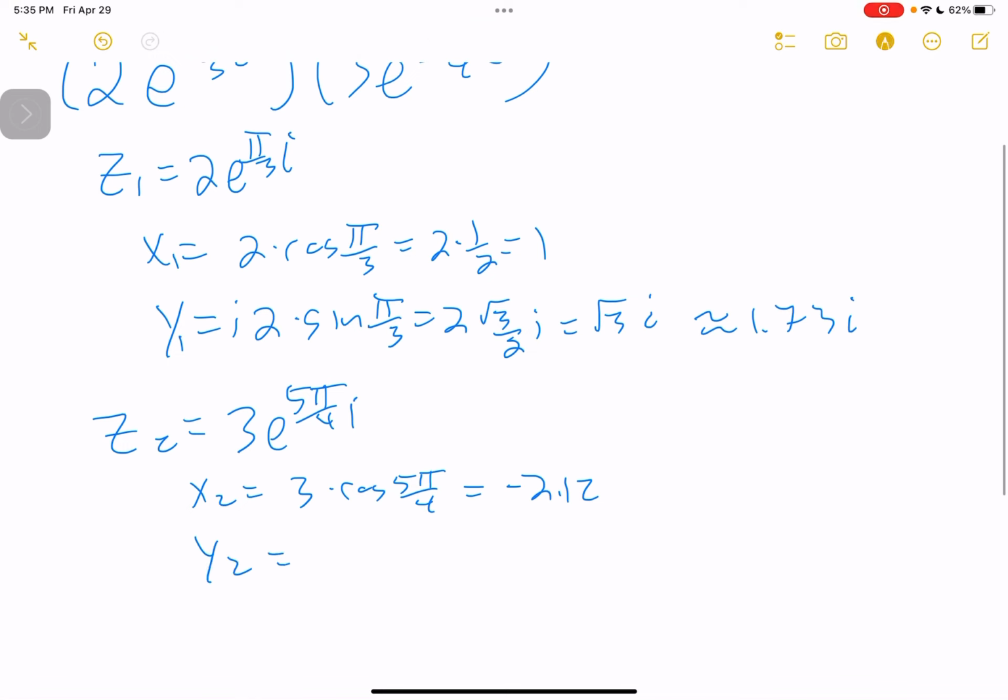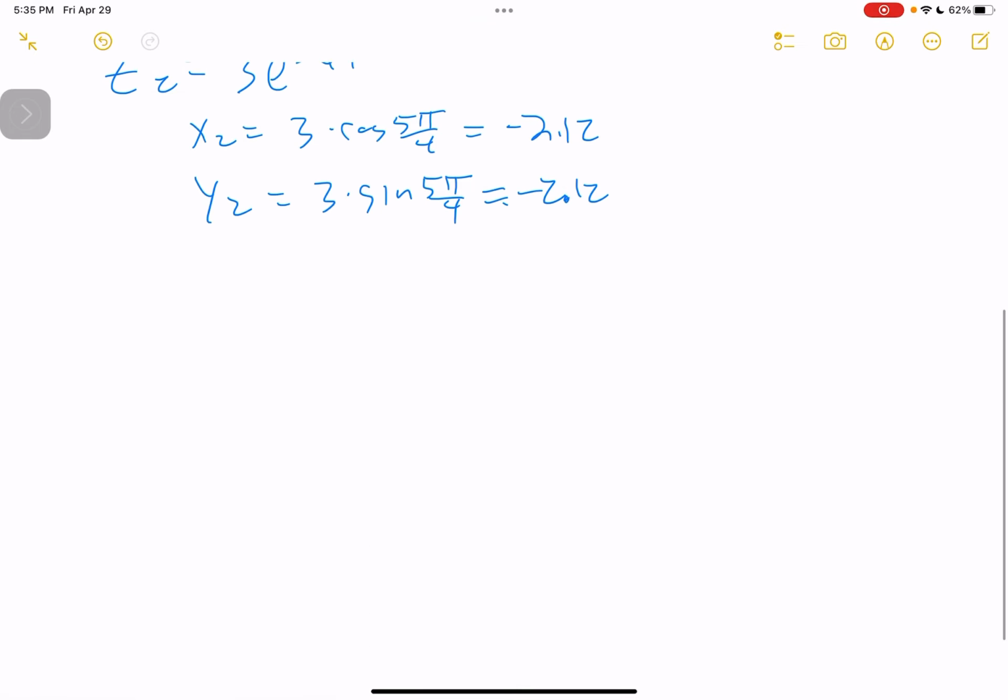The y2 is going to be the same thing. It's 3 times sine of 5 pi over 4. And just to note that sine and cosine of 5 pi over 4 are the same thing. So you're going to get negative 2.12.